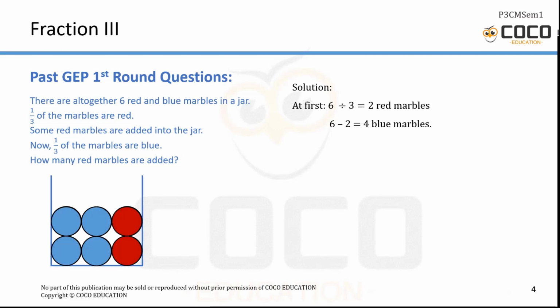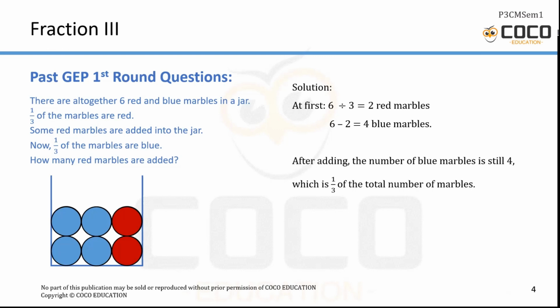Now the question says you only add red marbles, right? You only add the red marbles, so which one never changes? This is our key point, correct? So we easily find the blue number, the blue marbles are still 4. The question tells you this is 1/3 of our marbles now. So 1/3 is 4, and we can find the total, which is 3 times 4, or 4 times 3, which is 12 in total.